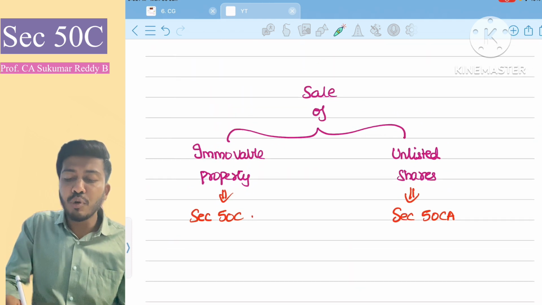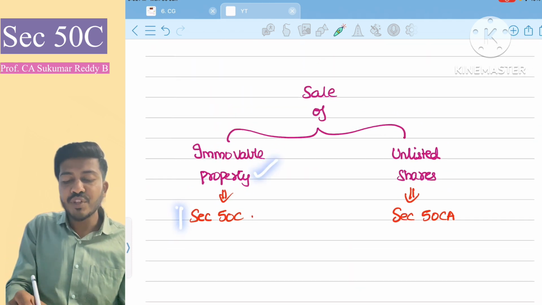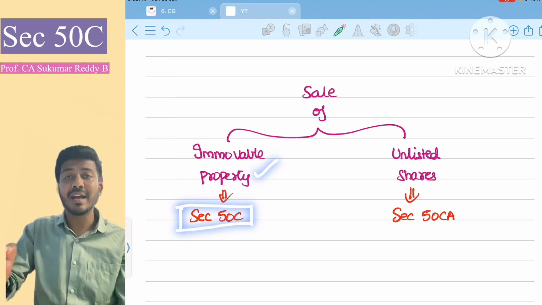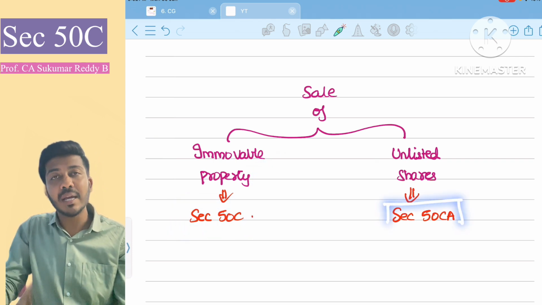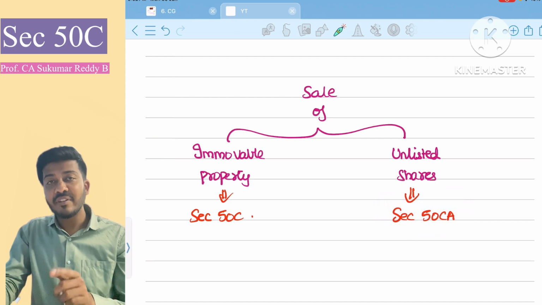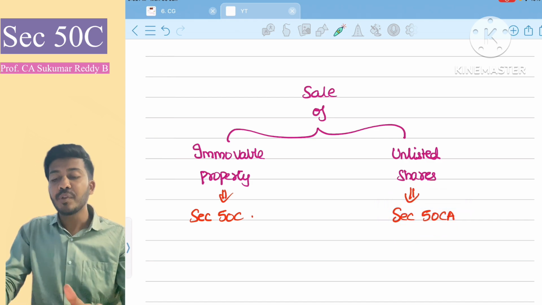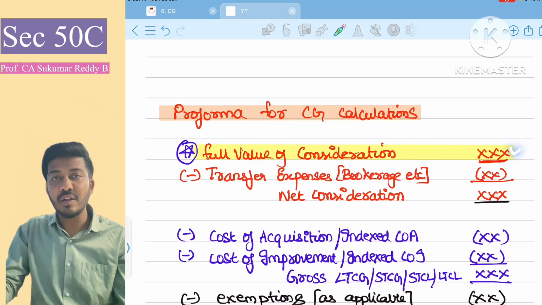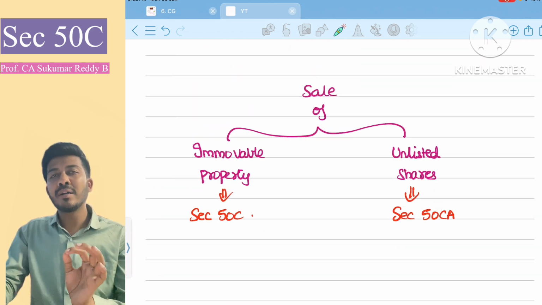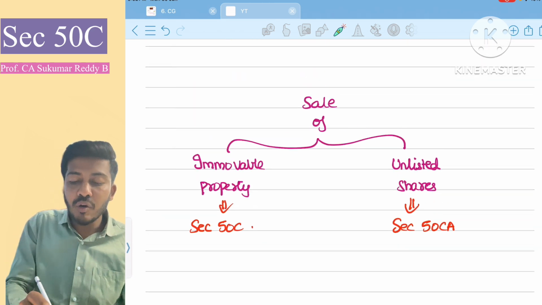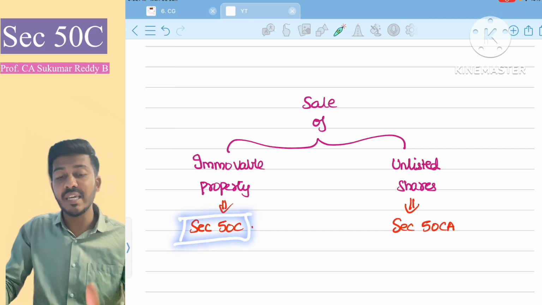If you are selling an immovable property, you will have to check whether 50C is getting applied there. If you are selling unlisted shares, you have to check the applicability of 50CA. After that only, you will have to decide what is to come in full value of consideration. Cool? Got it? Now let us not make any delay here. We'll go and see what is section 50C.